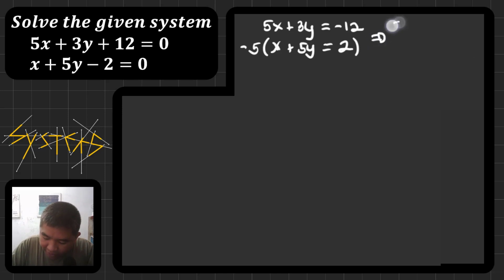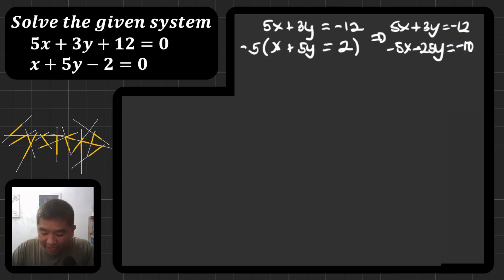So the first equation is still 5x plus 3y equals negative 12. But the second equation will be transformed into this form. We have negative 5x. The y coefficient, negative 5 times 5, we have minus 25y. And here you will have minus 10. Okay, so negative 5 times 2, that's negative 10.